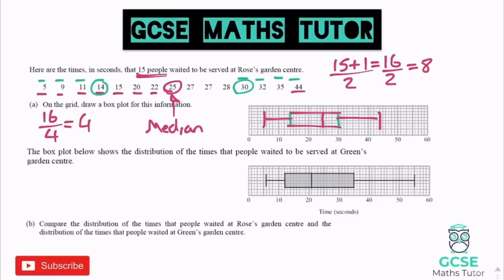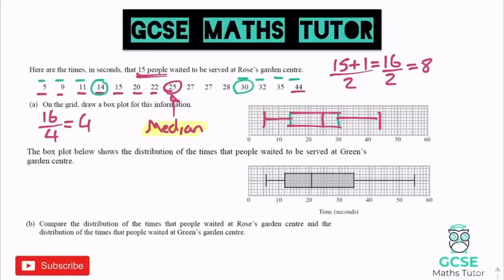Right, okay, so now we've got another box plot below. It says the box plot shows the distribution of the times that people waited to be served at Green's Garden Centre. It's obviously different to Rose's Garden Centre. And it says compare the distribution of the times at Rose's and the distribution of times at Green's. Okay, so if we have a look at what we've got here, there are 2 things that we're going to want to actually compare when we're looking at these box plots. One of those things is our big key important average here, and that is the median. And then the other one there, we're going to have a look at the interquartile range, but we'll discuss that as we go along.